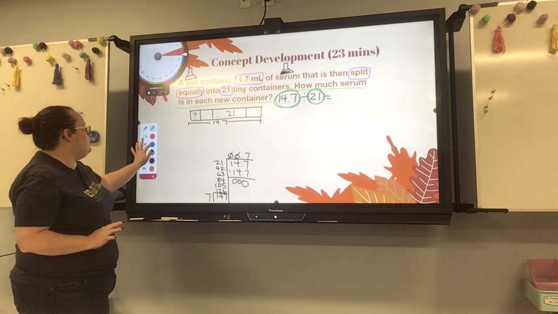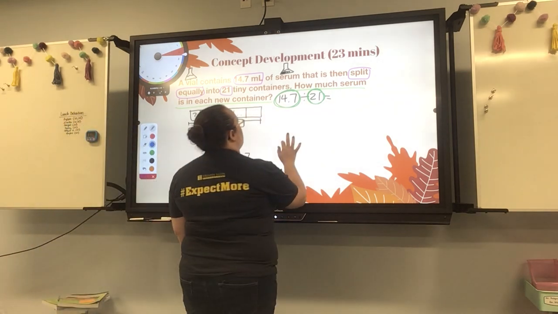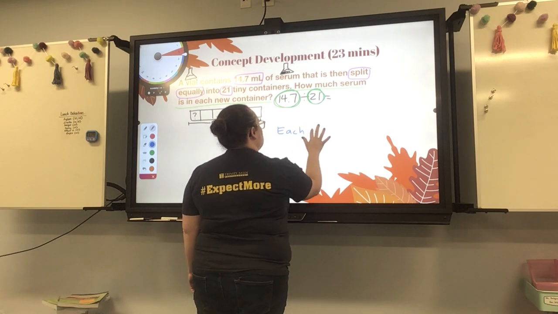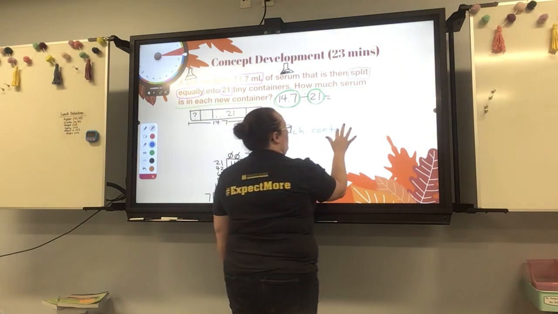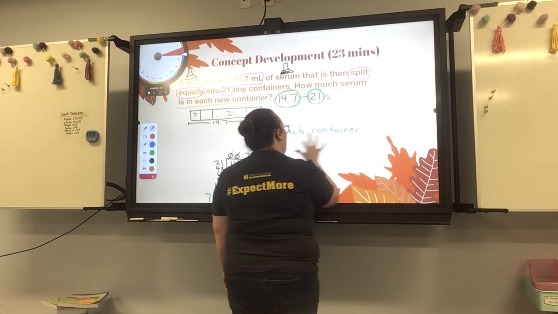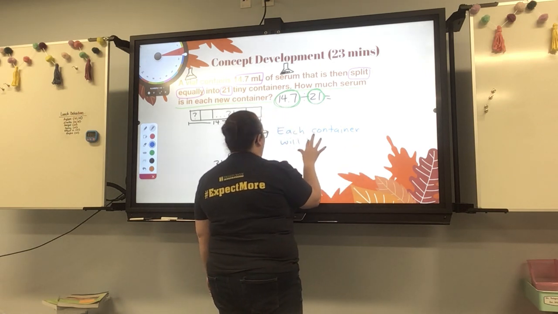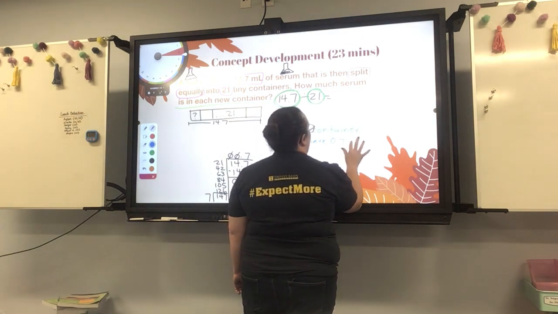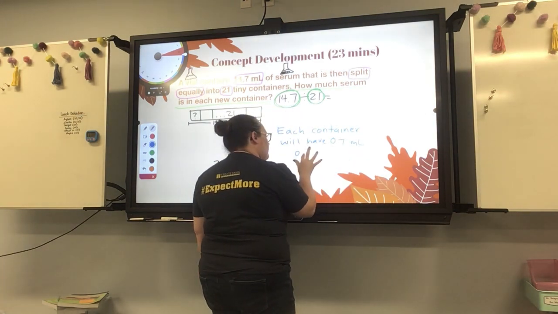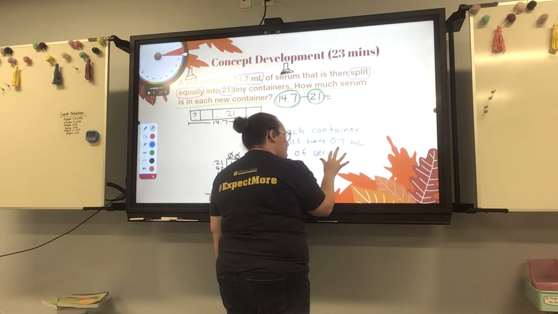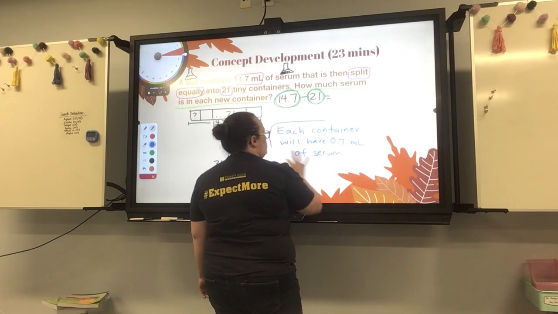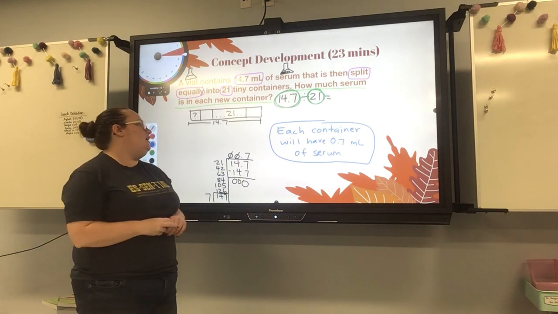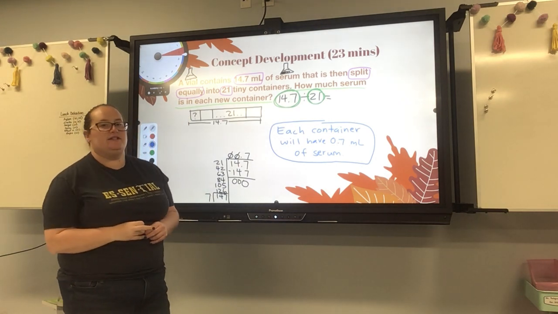So in a complete sentence, I would write my answer. Each container will have 0.7 milliliters of serum. Each container will have 0.7 milliliters of serum.